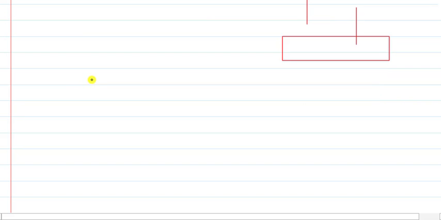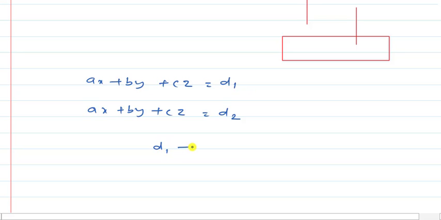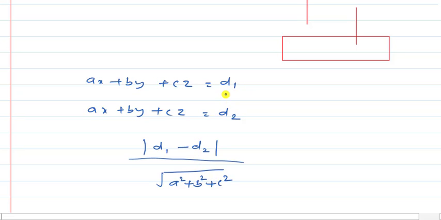Let me take two parallel planes. Let these planes be ax plus by plus cz is equal to d1, and another plane ax plus by plus cz is equal to d2. Then the distance between these two planes will be given by modulus of d1 minus d2 upon square root of a square plus b square plus c square. So this is a very simple formula.